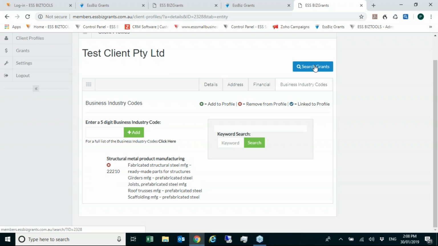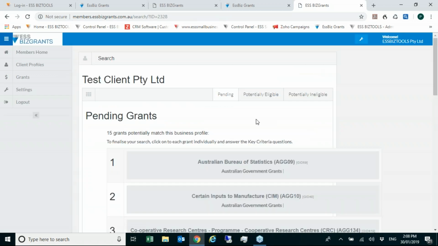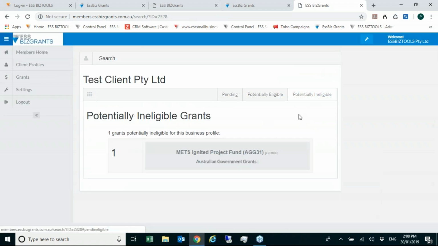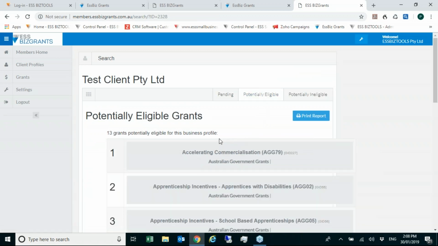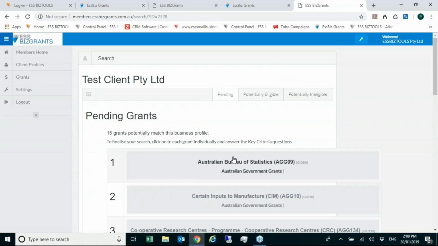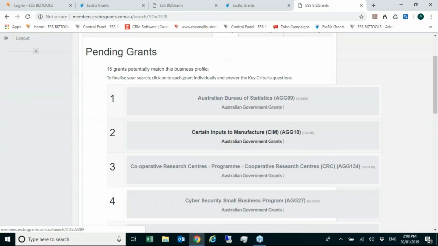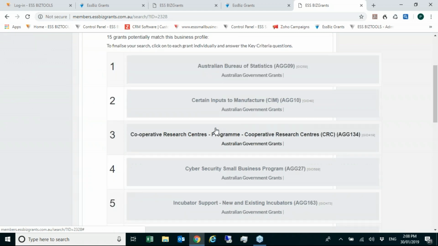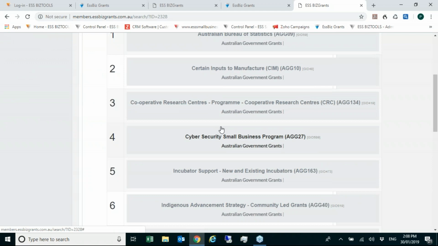Okay. Now, I've been playing with this, so we've already had one potentially ineligible, and we've got 14 that are potentially eligible, and there's 15. So originally we would have had 29 turn up here. That's where they go to originally, independent grants. And then you've got to answer some more questions.